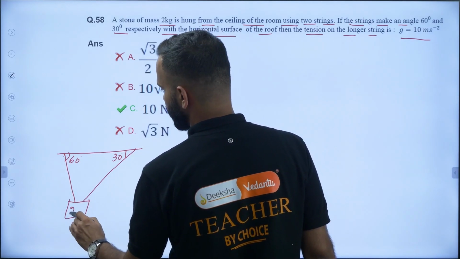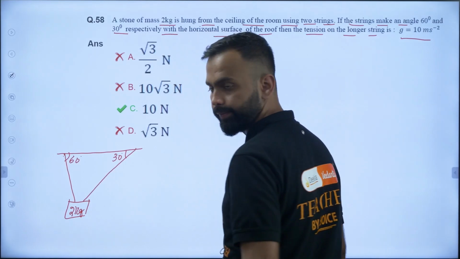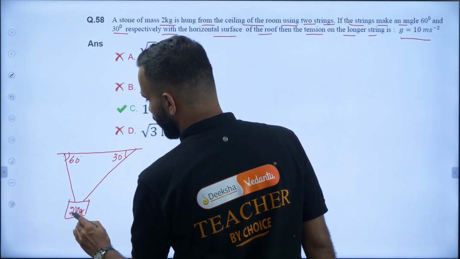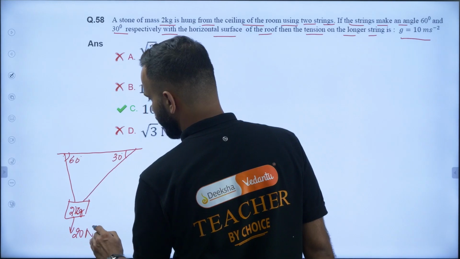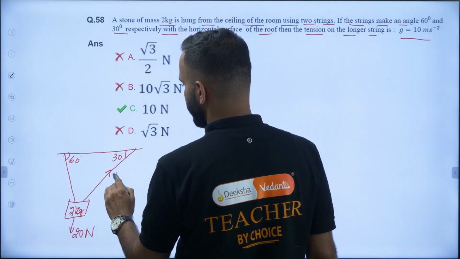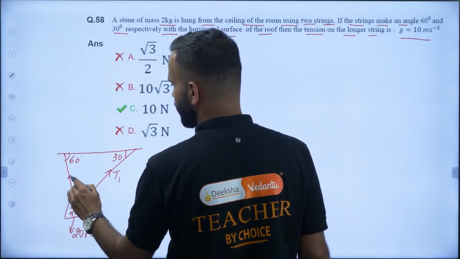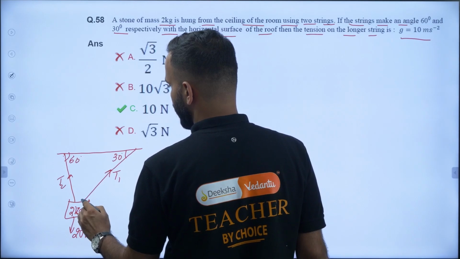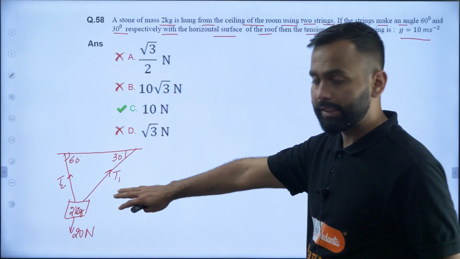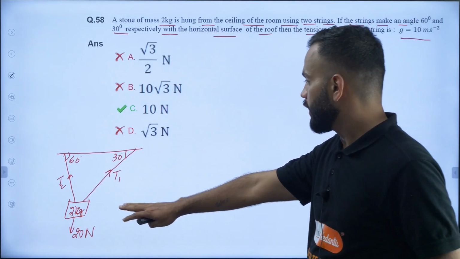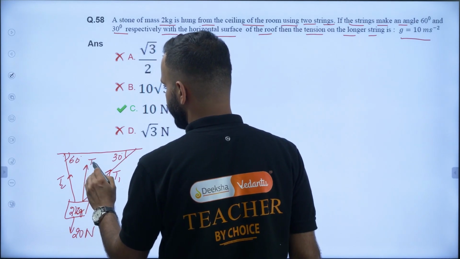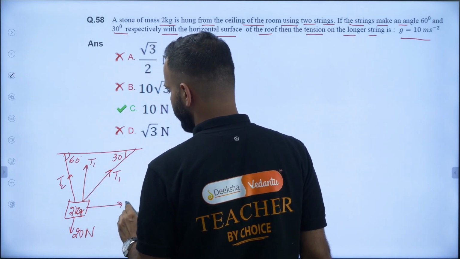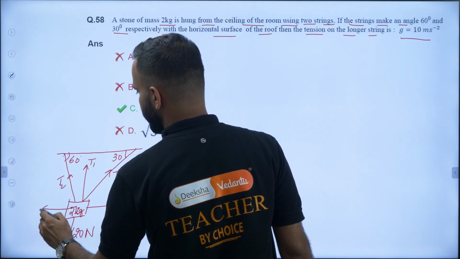The mass of the stone is 2 kg. So the force due to gravity acting on 2 kg is 20 Newton. So this is T1, and this is T2. So let's resolve. Now it is in equilibrium, right? Isn't it? So let's resolve T1 and T2. Here, this is T1, and this is T2.